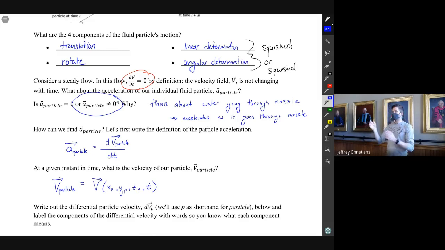So if the velocity right at the end of the nozzle is 20 meters per second, and I take a picture and you happen to be right at the end of the nozzle, you're going 20 meters per second. If I take a picture a little bit later and you're in a puddle on the ground, the velocity at that spot is 0. So I know you're in the puddle on the ground, your velocity is 0 because that's the value of the velocity there. So at any given time, I can take a picture and say, you're right there. I know your velocity. It's the value of the velocity field.